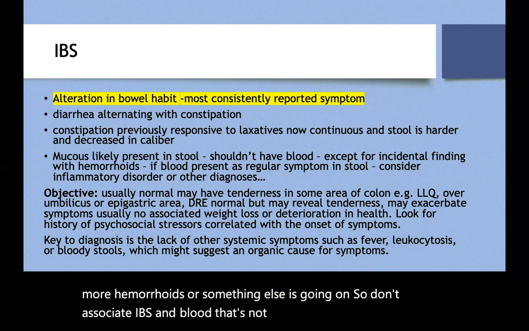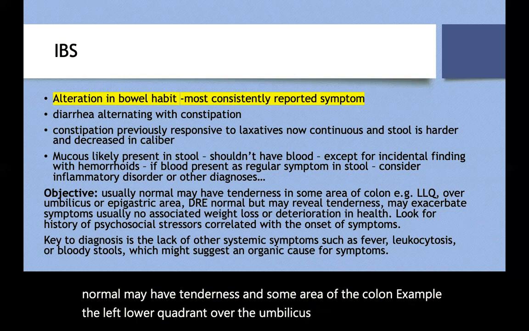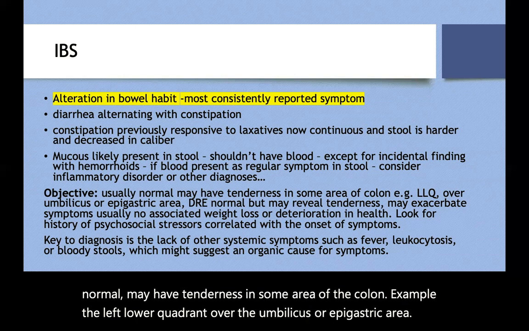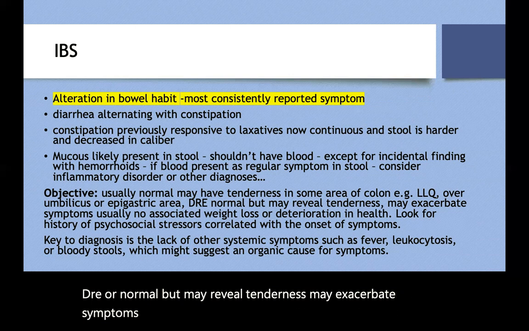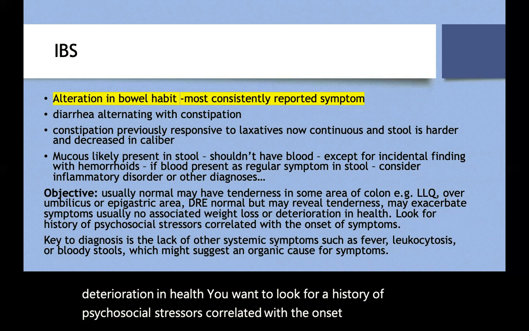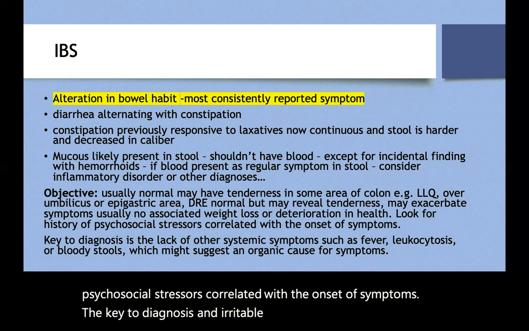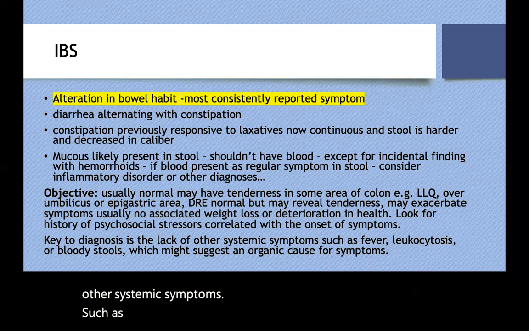Objective findings are usually normal, but may have tenderness in some area of the colon, for example the left lower quadrant, over the umbilicus, or the epigastric area. DRE is normal but may reveal tenderness or may exacerbate symptoms. Usually there's no associated weight loss or deterioration in health. You want to look for a history of psychosocial stressors correlated with the onset of symptoms. The key to diagnosis in irritable bowel syndrome is the lack of other systemic symptoms, such as fever, leukocytosis, or bloody stools, which might suggest an organic cause for the symptoms.